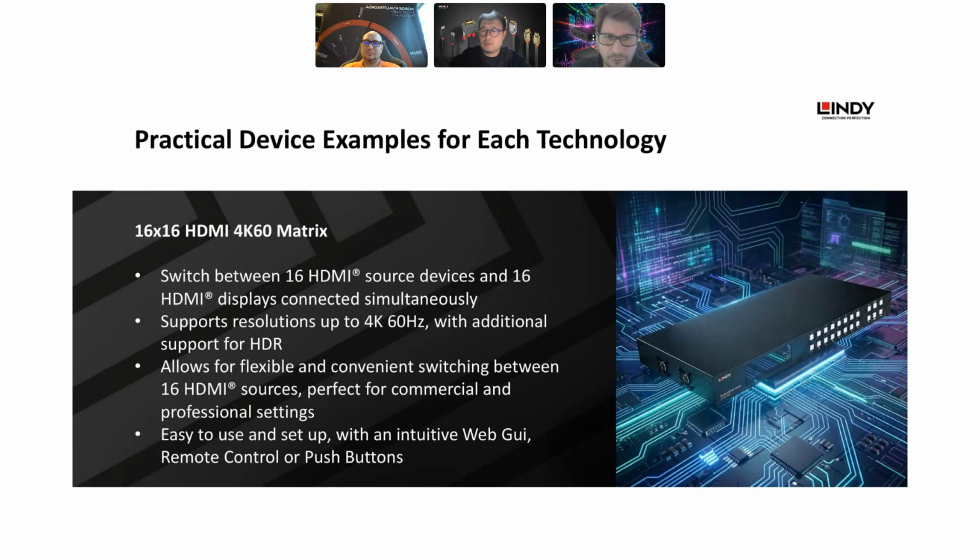HDMI 4K 60 Hz matrix. This is a 16 by 16 input and output matrix. It can switch between 16 HDMI source devices and 16 HDMI displays connected simultaneously. Supports resolutions up to 4K 60 Hz with additional support for HDR.